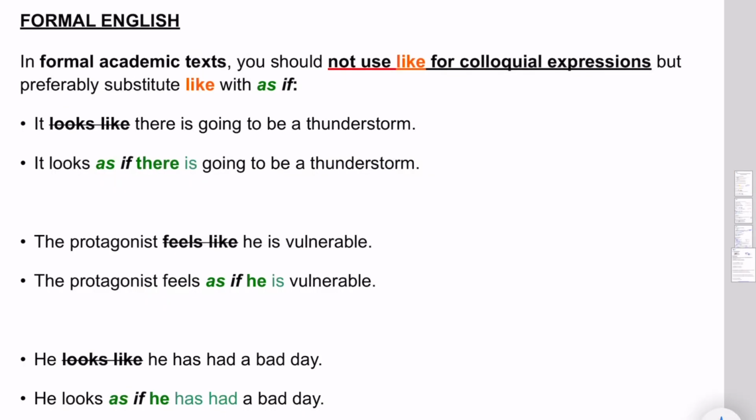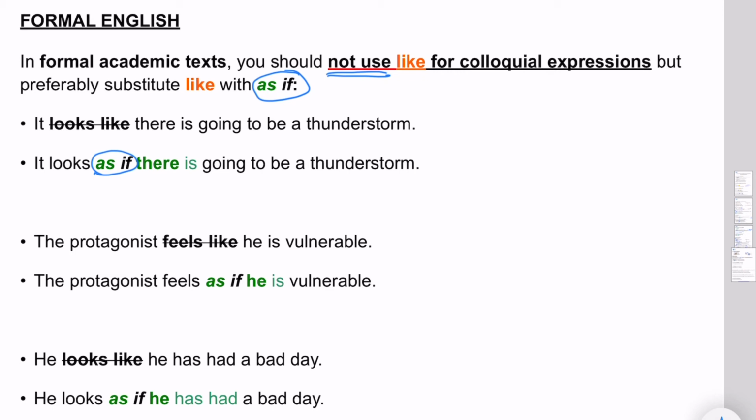Now, in formal English, particularly if you're writing in formal English, you should not use like for colloquial expressions. Absolutely not. You should substitute it with as if. So you can't say, it looks like there's going to be a thunderstorm. That's a very colloquial expression. You should say, it looks as if there's going to be a thunderstorm.